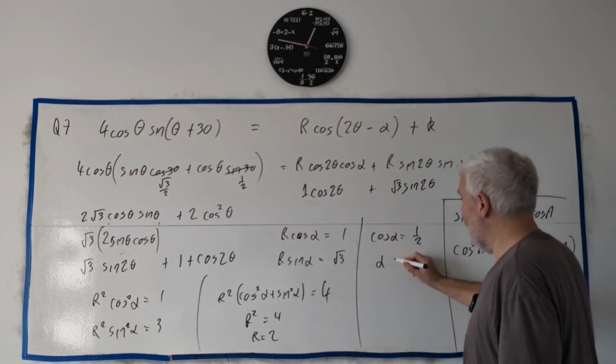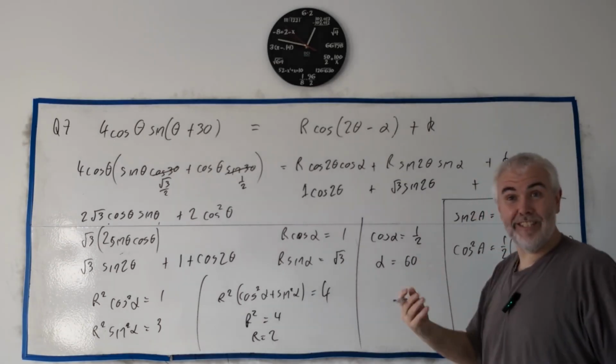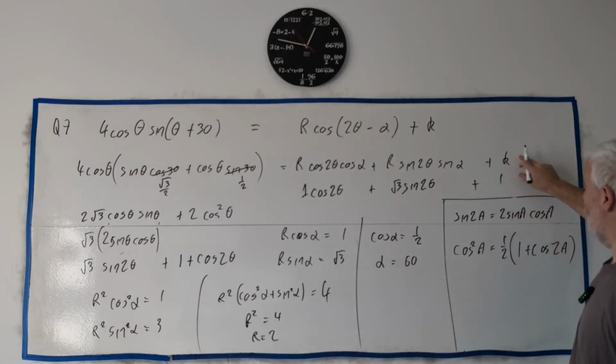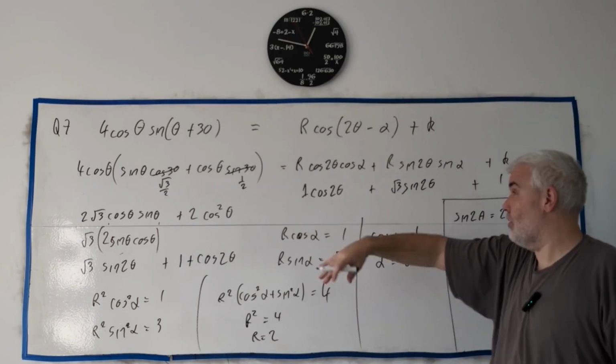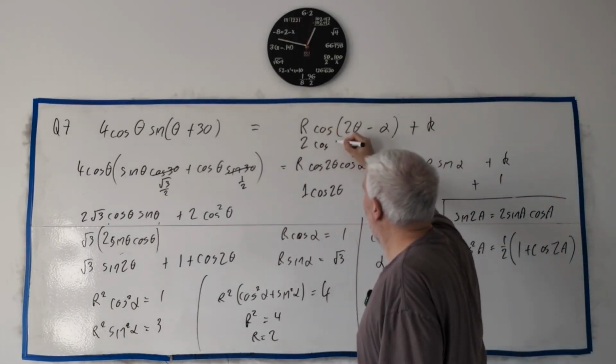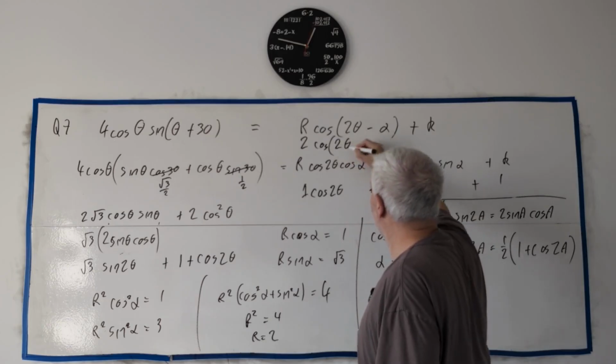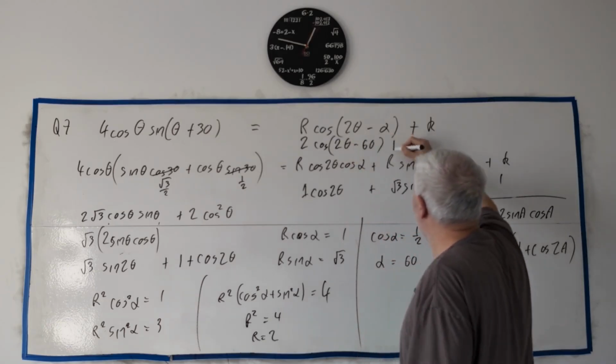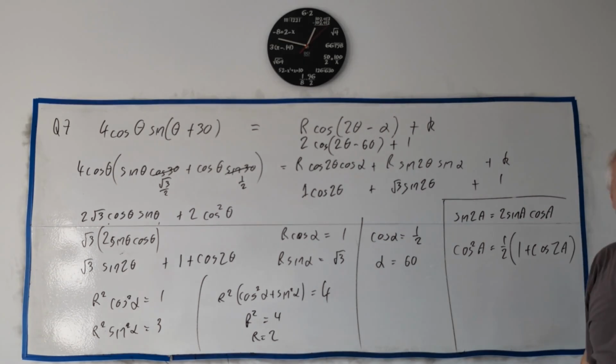So what's alpha equal? And if you solve it, it's equal to 60. And again, we know what k is. So the answer, you're done here. This answer here is just 2 cosine(2 theta minus 60) plus 1. That's the answer to this question.